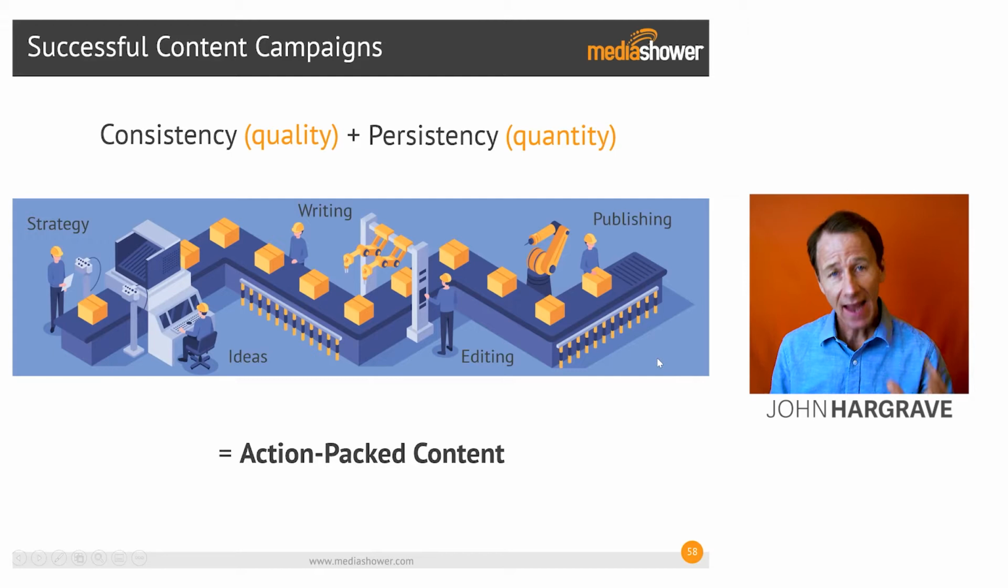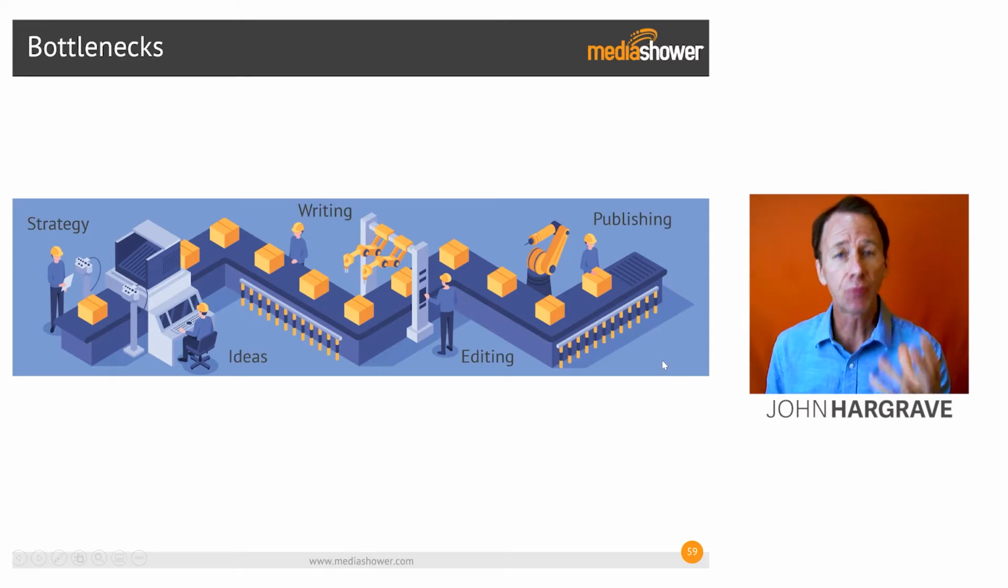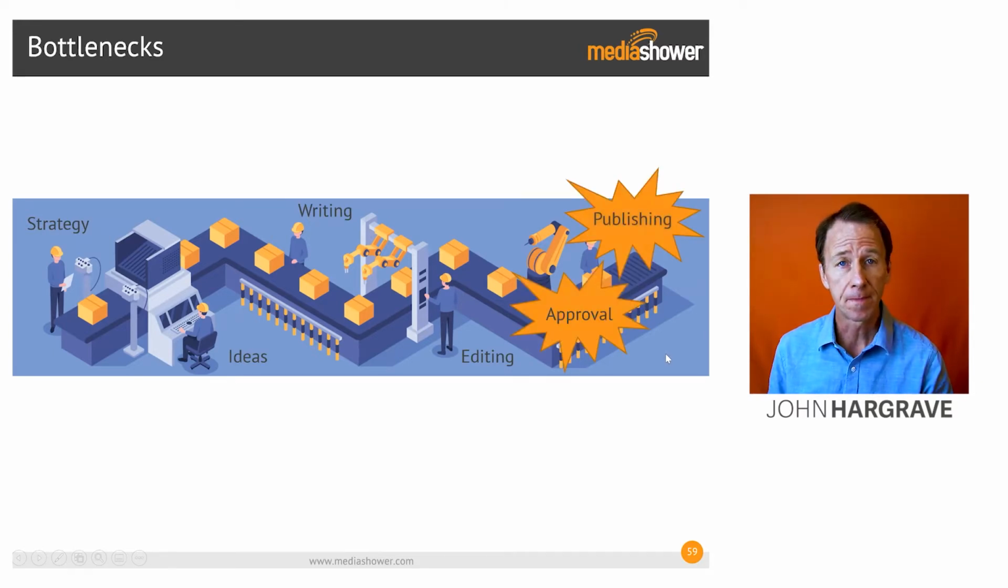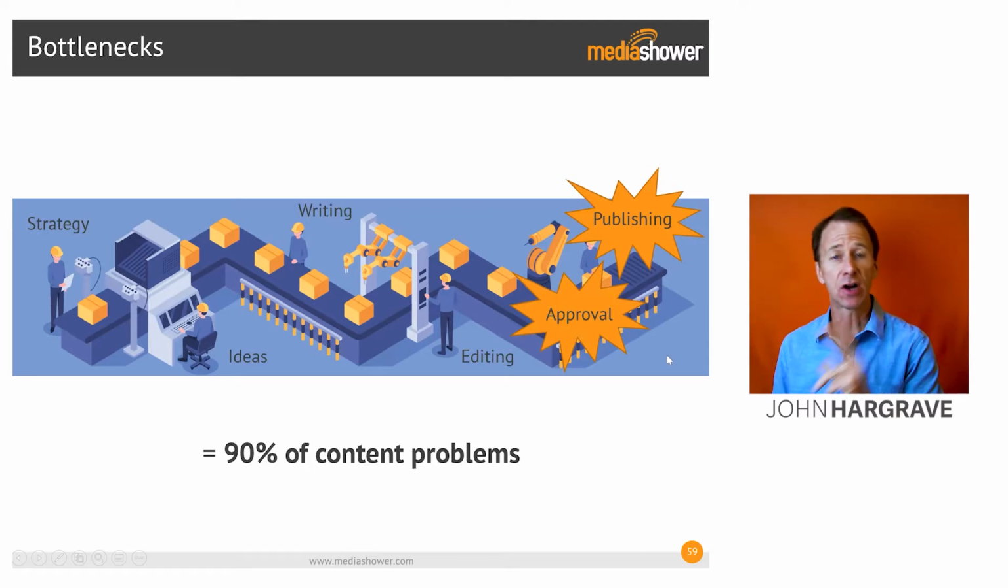Now, sometimes on this assembly line, we have bottlenecks. And those bottlenecks are when the assembly line shuts down at a specific point. And this is a problem. It's a problem usually in two places. First is in publishing, and the second is in what we'll call approval. And these two sections make up about 90% of the problems that we have in our content assembly lines across all of our clients over time.